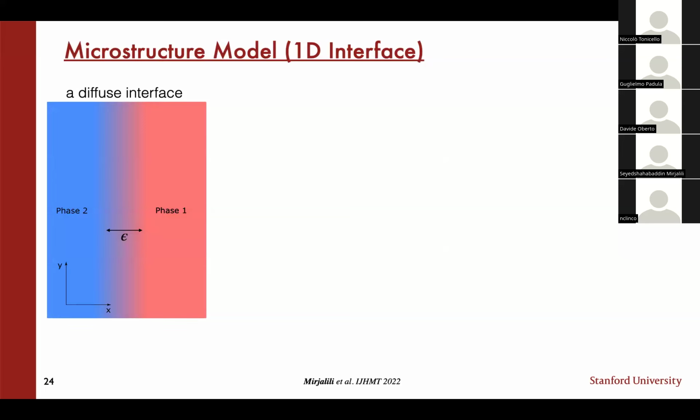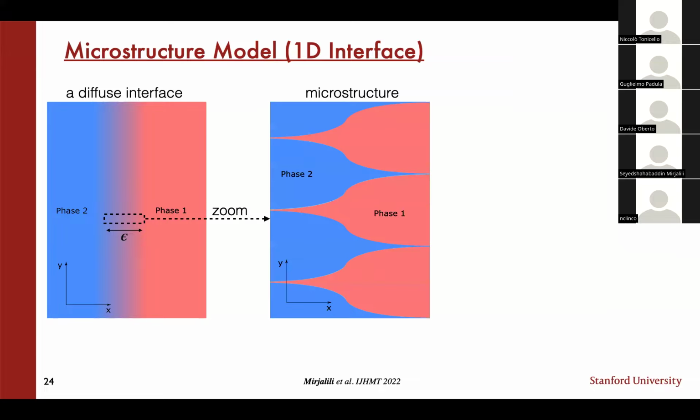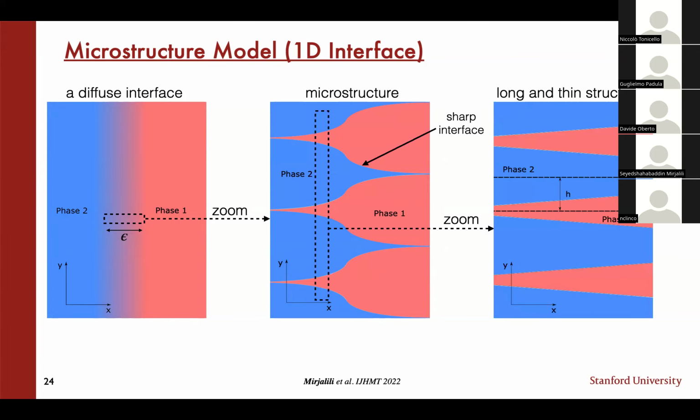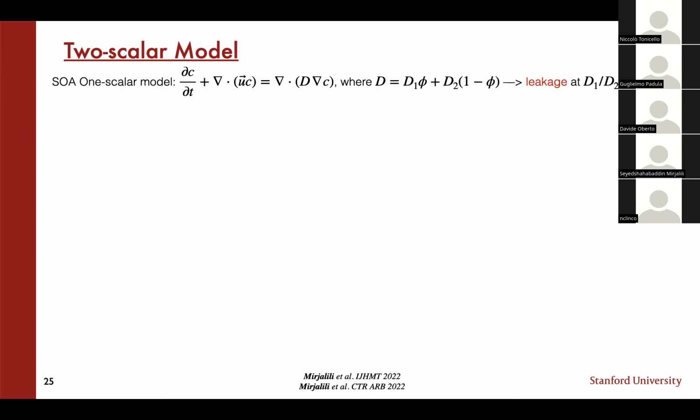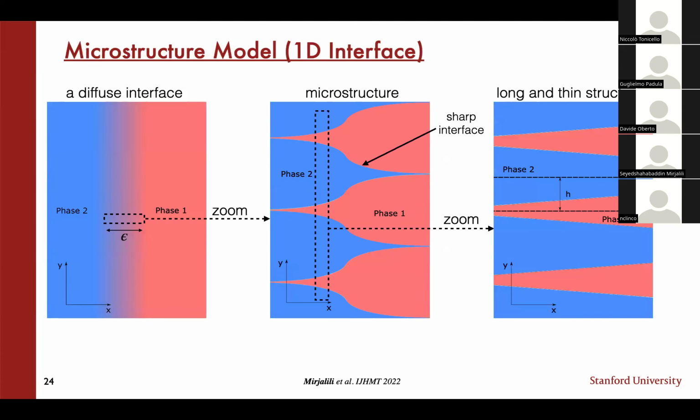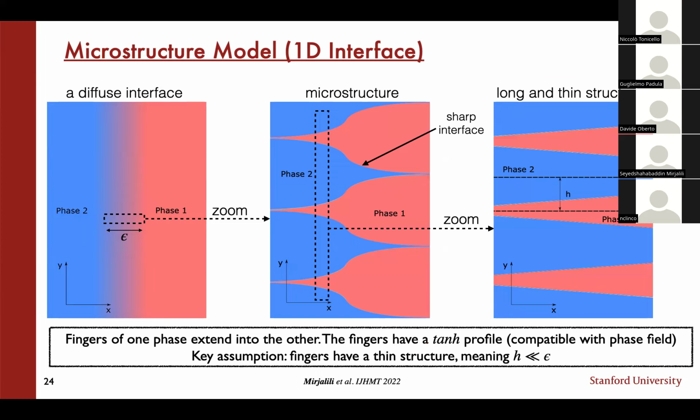So here's what I was talking about. You have a diffuse interface. This is a 1D diffuse interface separating phase one and phase two. If you zoom in, we are basically saying that there are fingers of phase two going into phase one and vice versa, and these are sharp, right? And then we assume that these are long and thin structures, such that we can assume some properties like lubrication theory inside, right? And of course, to be compatible with the diffuse interface, which has a tangent hyperbolic profile, we assume these also have that same profile, right?